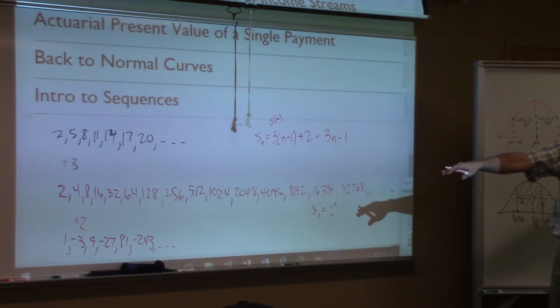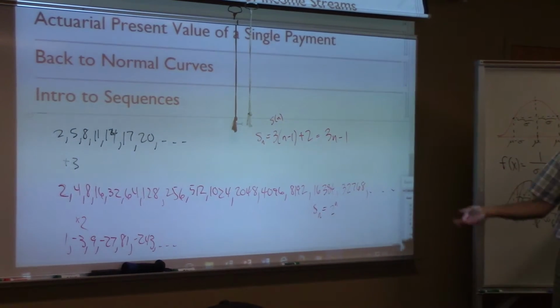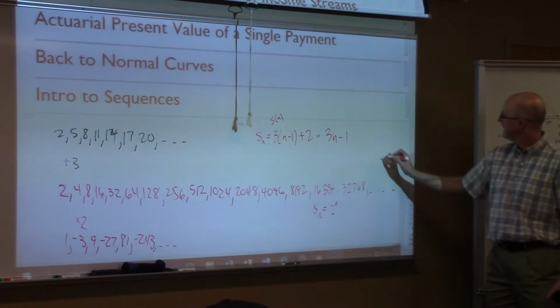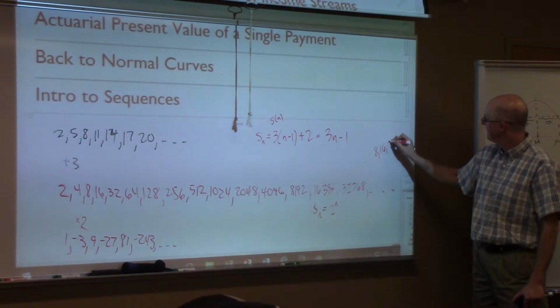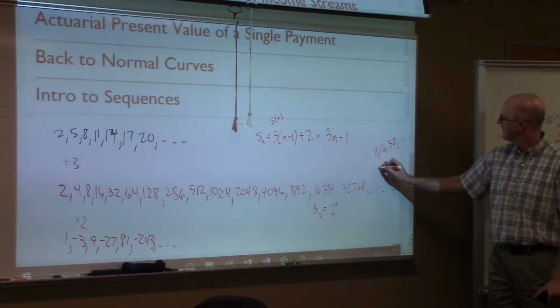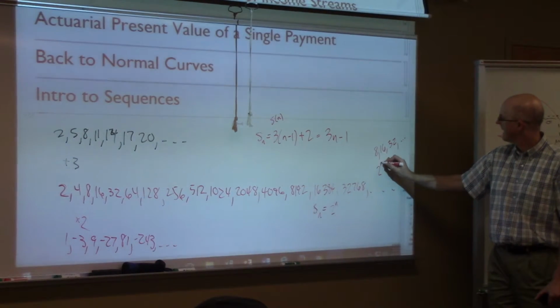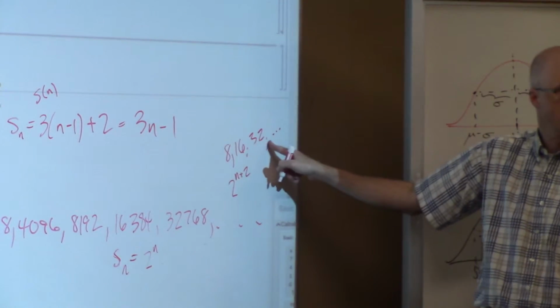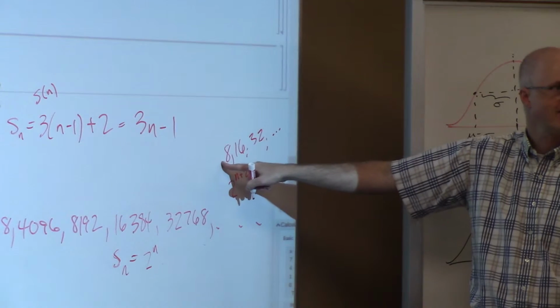If I had started somewhere besides 2, like 4 or 8 or 16, it'd be a little bit more complicated. I have to make adjustments. For example, if the sequence had started at 8, and that corresponded to n equals 1, I could do it this way. 2 to the n plus 2 would be the formula for this one, so that when n is 1, I have an output of 8.